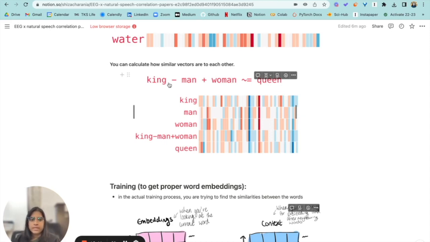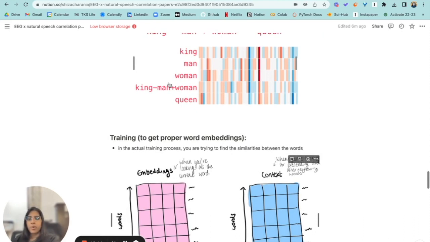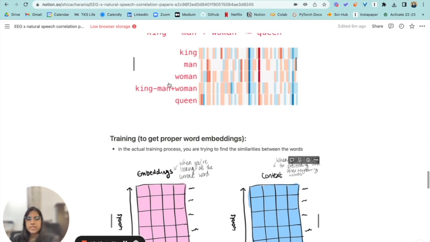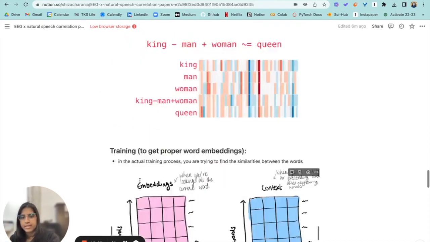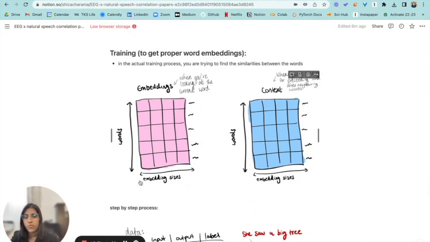And then after that, I looked into the training to get the proper word embeddings. So to do this, in the actual training process, you have two types of vectors. You have the embeddings and you have the context. So the embeddings have a certain amount of words. In the actual training process for word2vec, you have so many pieces of text, so many words. And then you also have embedding sizes, which are essentially the feature vectors for the traits. For the context, it's basically the same thing. You have the words and the embedding sizes.